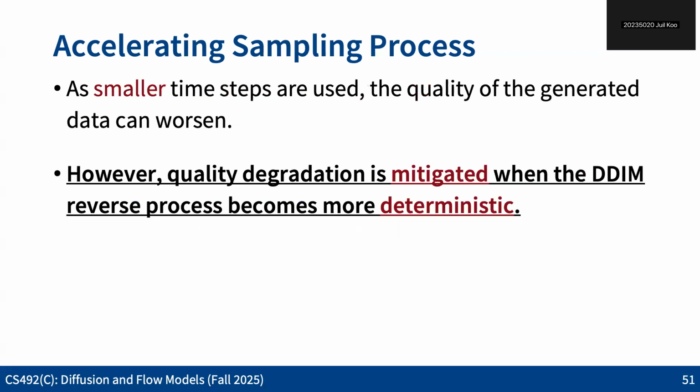But typically, when you reduce the number of time steps, the quality of the output also gets worse. Without any theoretical details for now, we're going to get into that later. The thing is that when we make our generation process more deterministic, even when we decrease the number of time steps, the quality degradation is not as big as with a stochastic process.